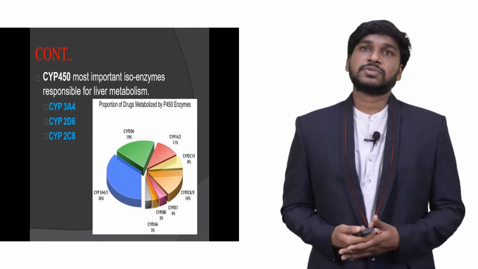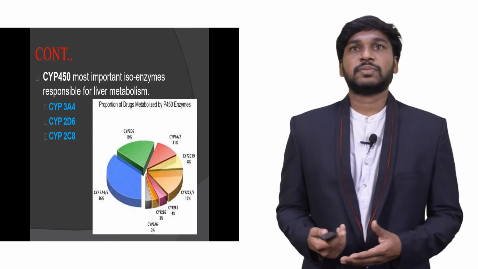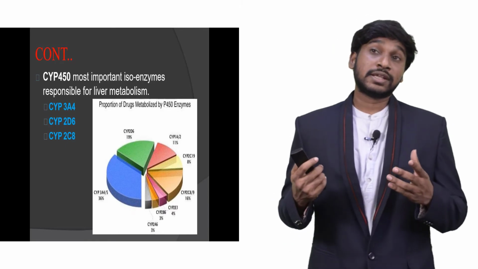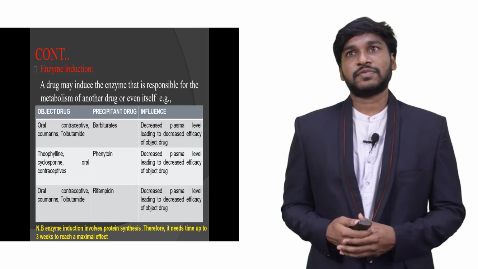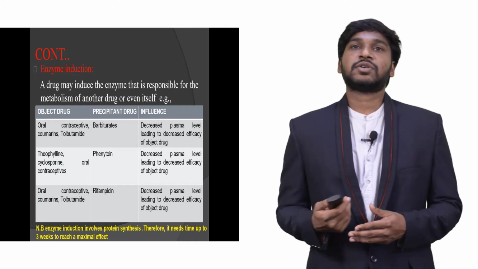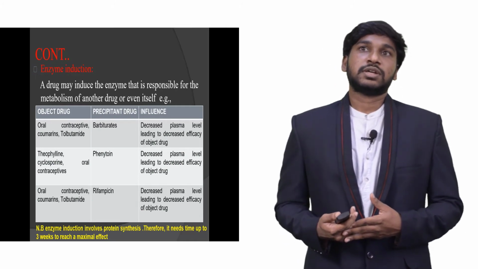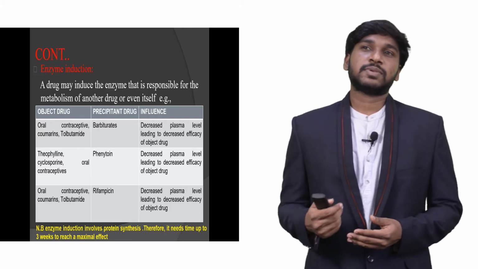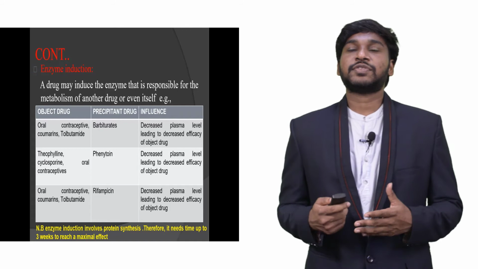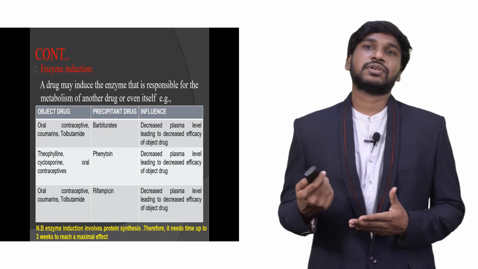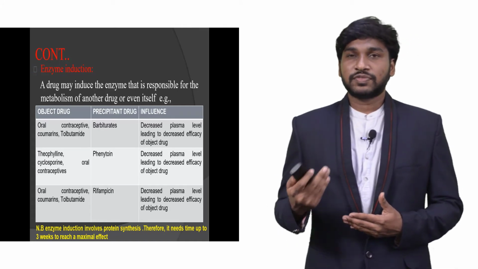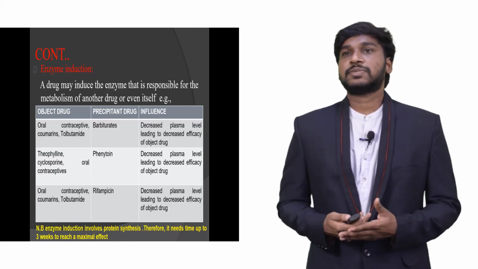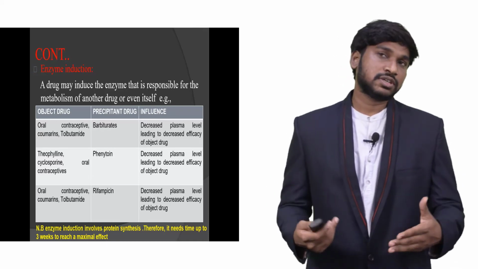These are enzymes which actively participate in metabolism, and a drug may induce a change. It can induce the enzyme responsible for the metabolism of another drug. Suppose you take oral contraceptives and the prescription drug is barbiturates; it decreases the plasma level. This is due to decreased efficacy of the object drug, and a lot of drugs like theophylline, cyclosporin, and oral contraceptives can also decrease the plasma level, leading to decreased efficacy of the object drug.